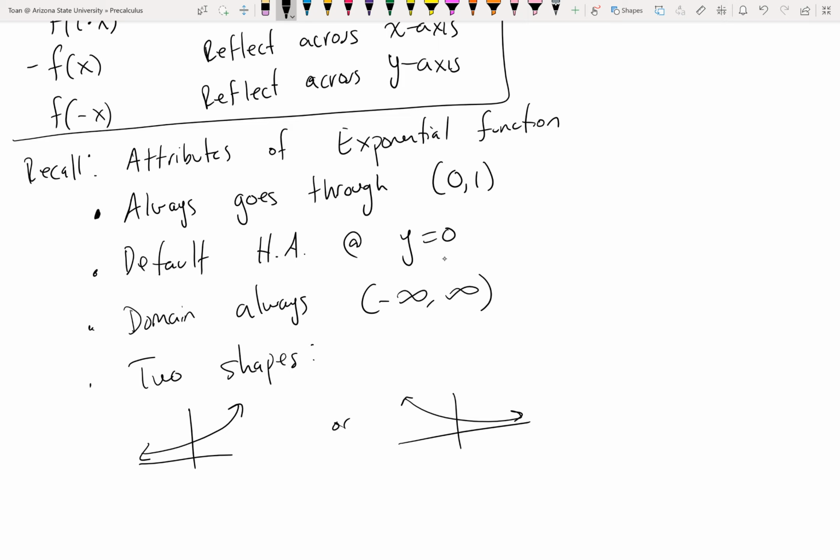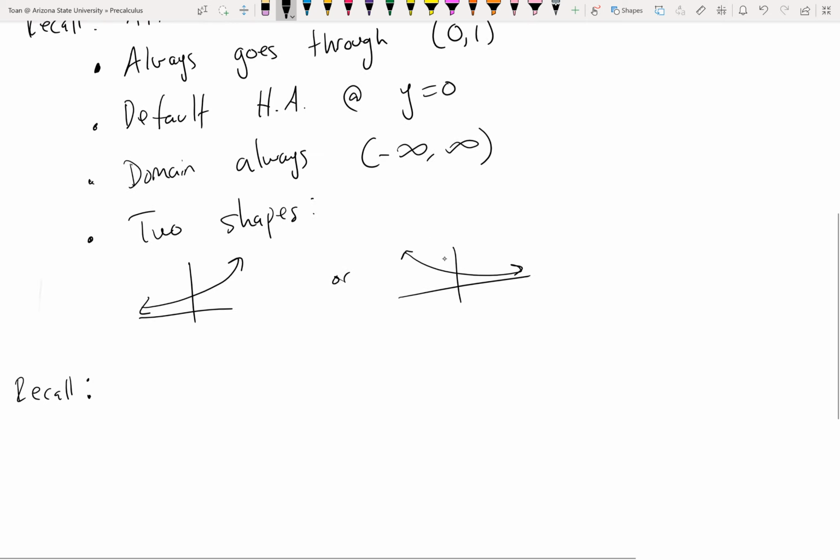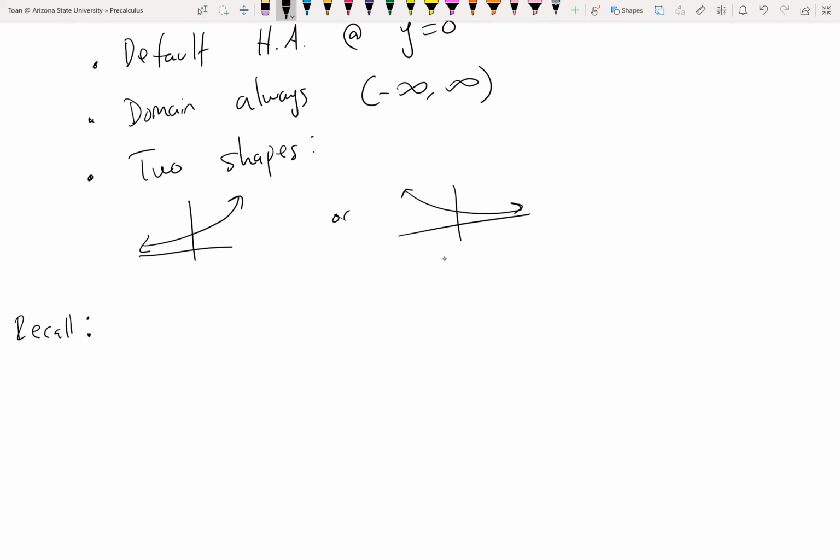But this whole unit's all about graphs of logarithmic functions. Why am I spending time talking about exponential functions? Well, the last thing we need to remember in order to understand the shape of a logarithmic function is that logarithmic functions and exponential functions are inverses of each other.